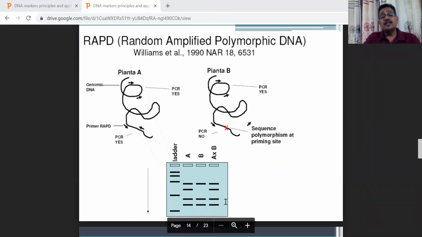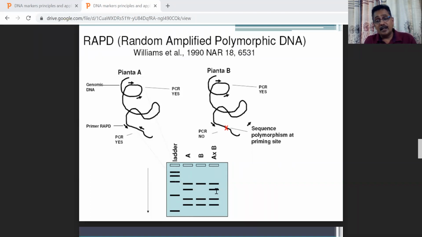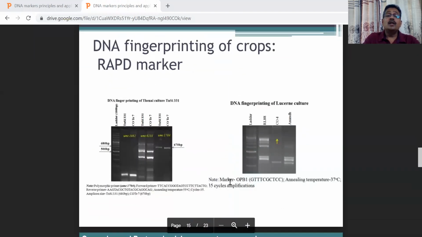Among all the fragments you see, in this case the bottom two are monomorphic because all have this particular fragment. But this fragment is present in A, absent in B, and present in the heterozygote. So this is a kind of dominant marker. You cannot differentiate the homozygous dominant from the heterozygous. But the presence or absence of this particular band makes it polymorphic, so you can use it for fingerprinting or other purposes. This is one typical example.